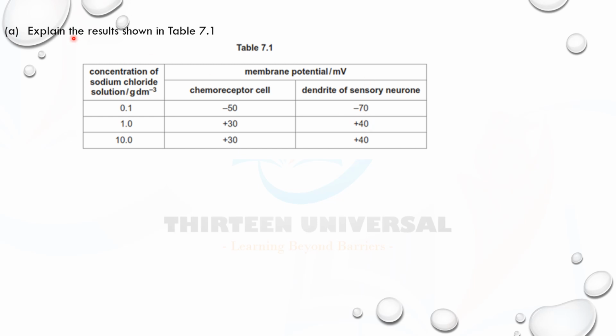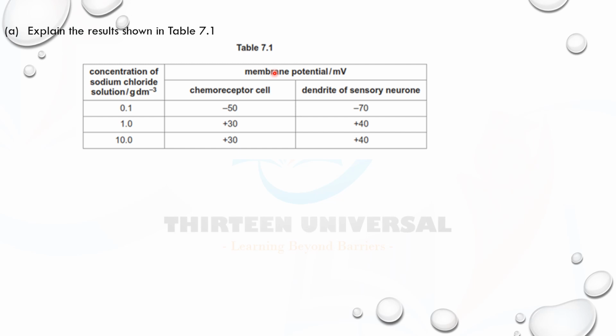Why? Because this is explained. The reason is because an action potential is generated in the chemoreceptor. That action potential is generated because the membrane potential is greater than the threshold potential. The threshold potential is usually minus 55.